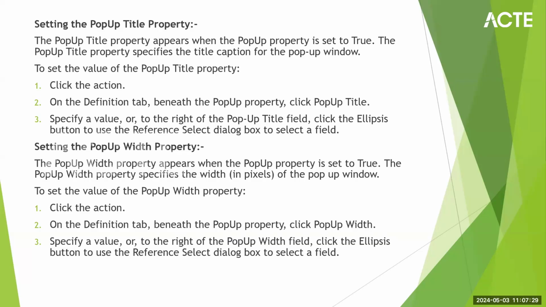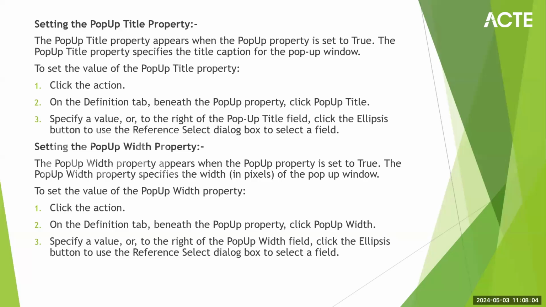Setting up the pop-up width property, I mean like length, width, this kind of thing, the appearance. The pop-up width property appears when the pop-up property is set to true. The pop-up width property specifies the width in pixels of the pop-up window.